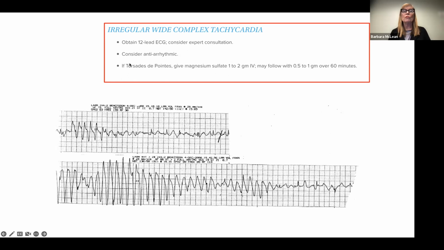Okay, so if it's torsade de pointes, I want to remind you, the drug of choice is not amiodarone. It is magnesium sulfate. So for VTach, you're going to give amiodarone. For torsade de pointes, you're going to give magnesium. You're going to give 1 to 2 grams IV and then follow with more magnesium over a 60 minute period of time. Now, in the end, you may end up giving amiodarone, but that is not your first choice.